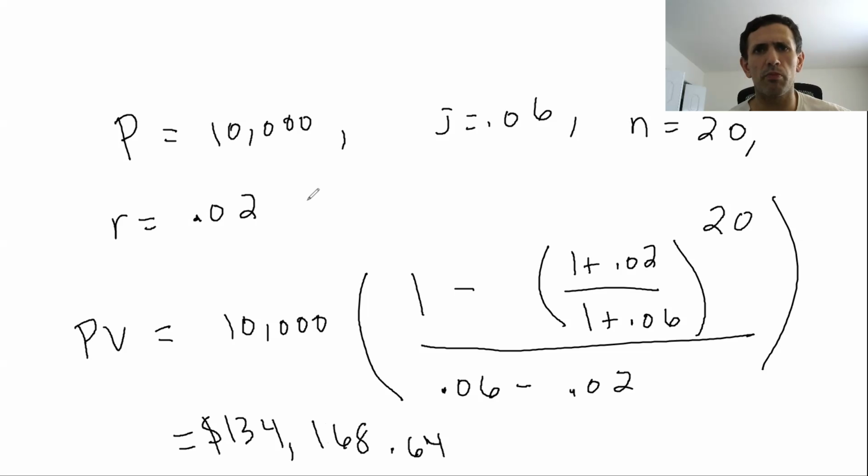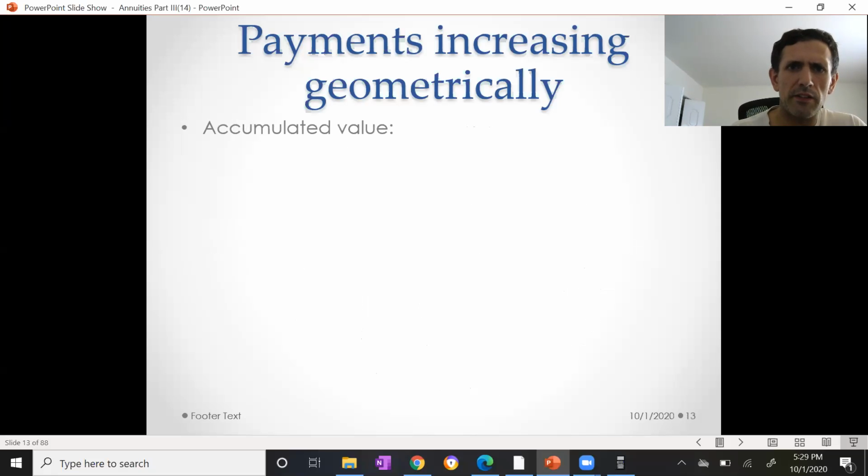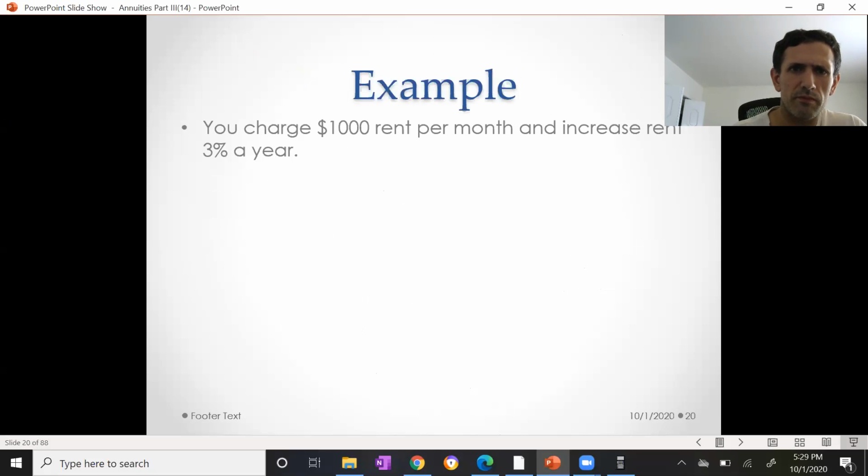Okay, so let me next do a problem that is something I quite like because it's incredibly realistic, in my opinion. And that's the following. Let's say you are a landlord and you charge rent, and each year you increase rent 3%, starting at $1,000 rent per month, which actually is pretty close to what I actually pay in rent, and it's pretty standard around here.